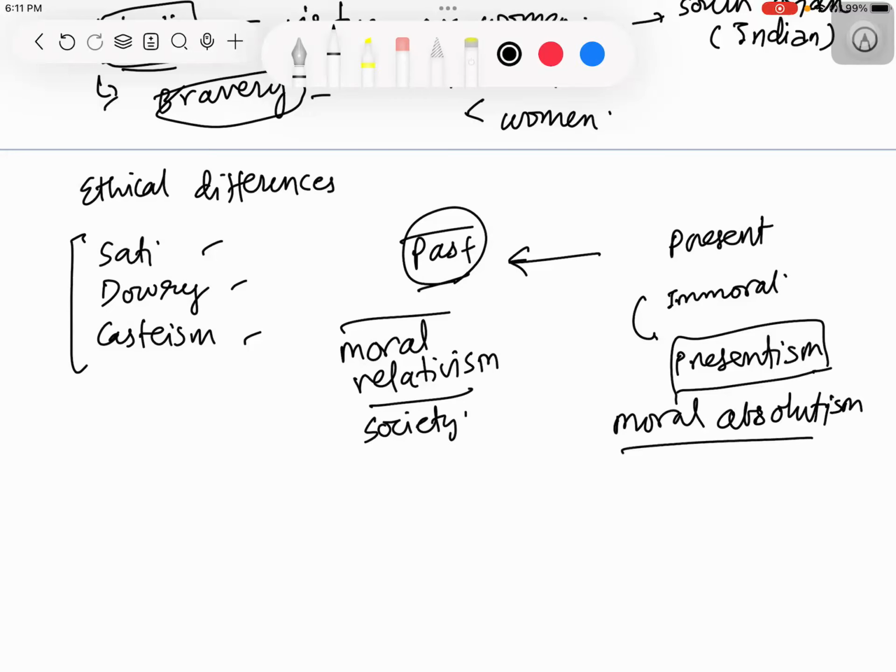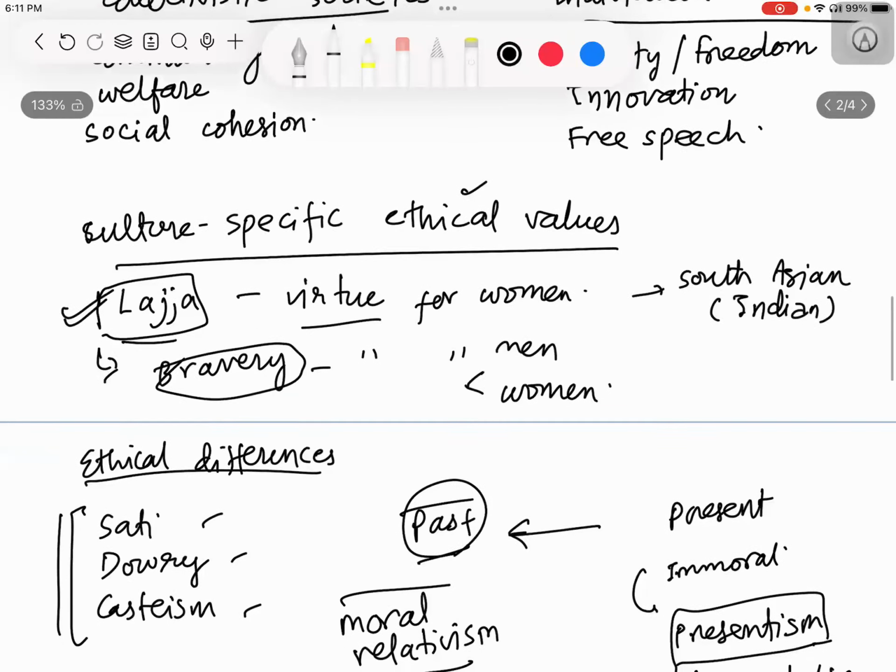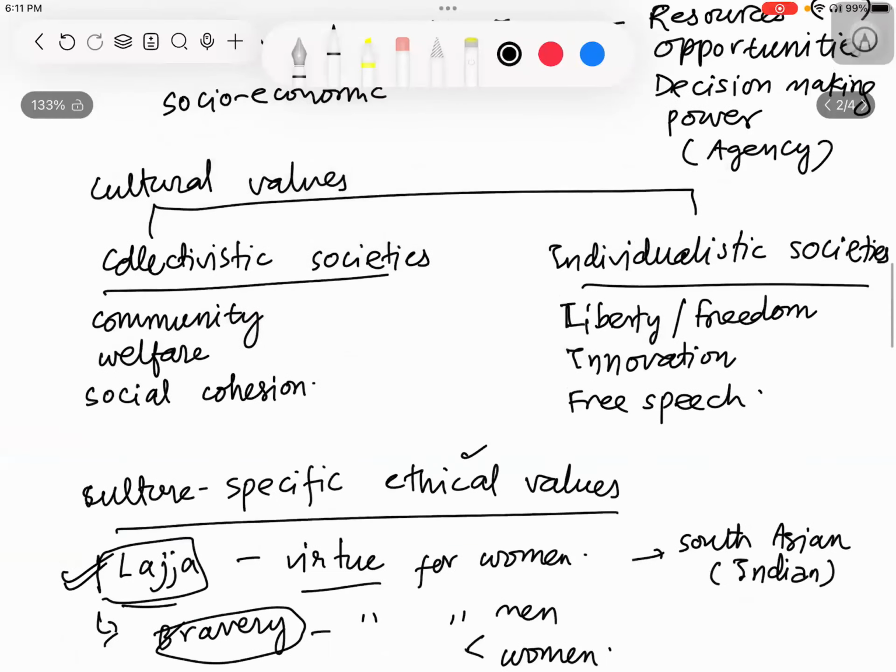Okay. So these examples also you can write, but the point is almost everyone will be writing these examples under this point. So you write some better points like lajja, bravery. Okay, how collectivistic societies differ from individualistic societies.